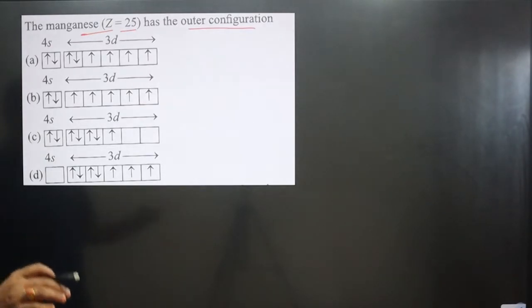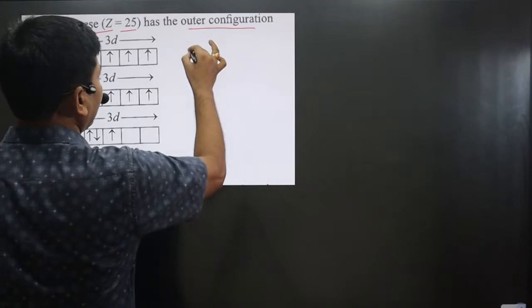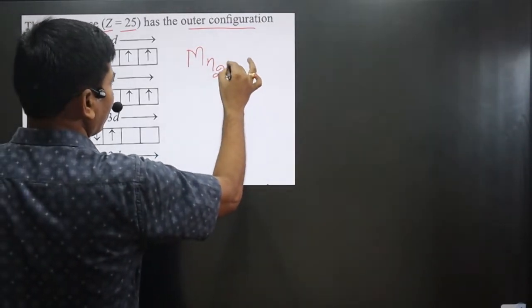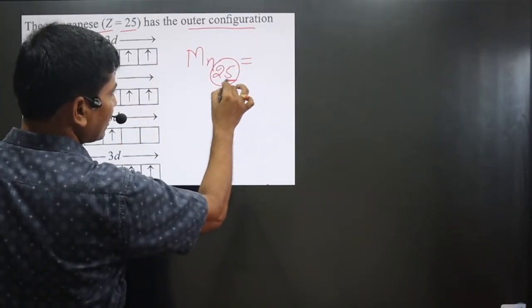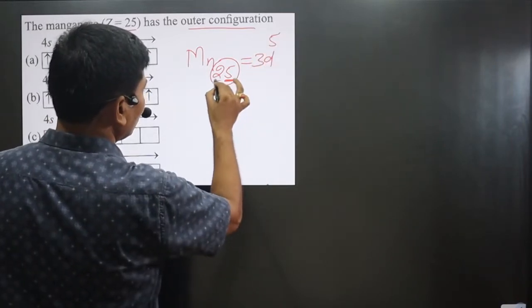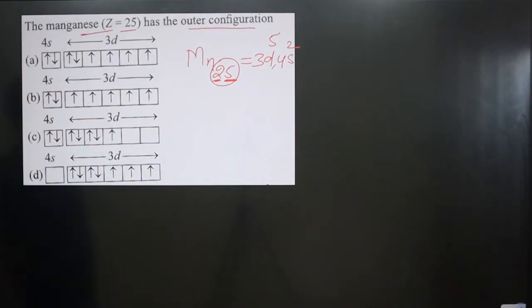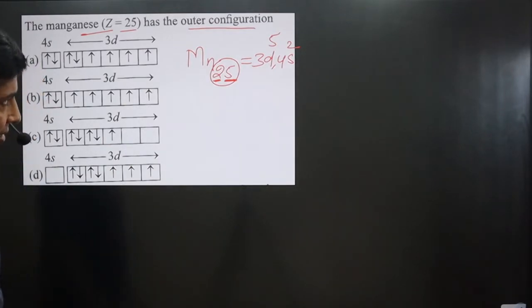Let's write the electronic configuration. We have manganese, Mn. Atomic number is 25. How do we write the outermost electronic configuration? The 5 will go to the d orbital and 2 will go to the s orbital. So we get 3d5 4s2. This is the outermost electronic configuration.